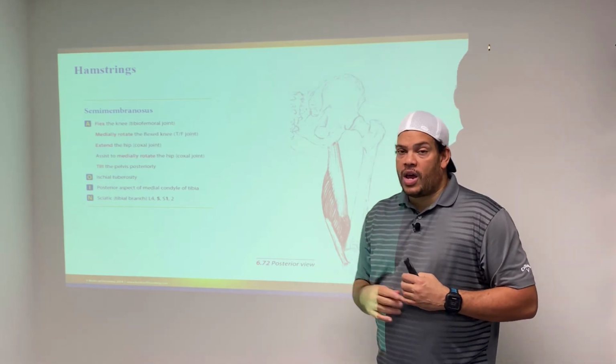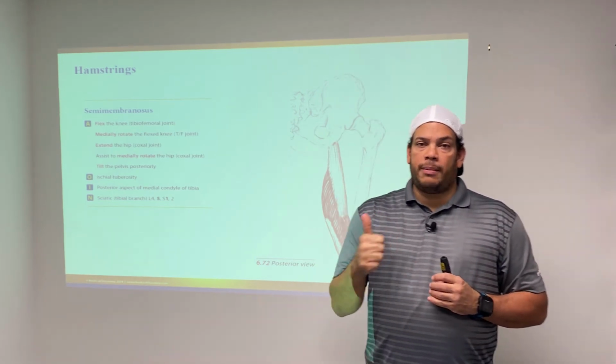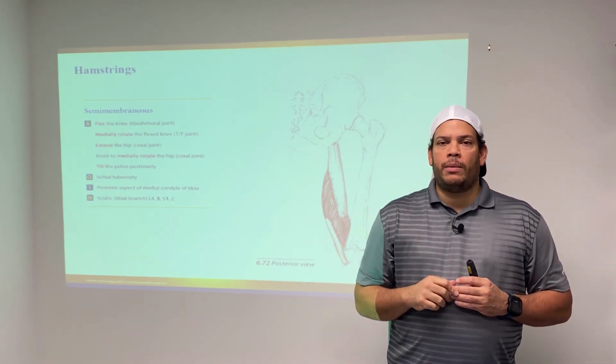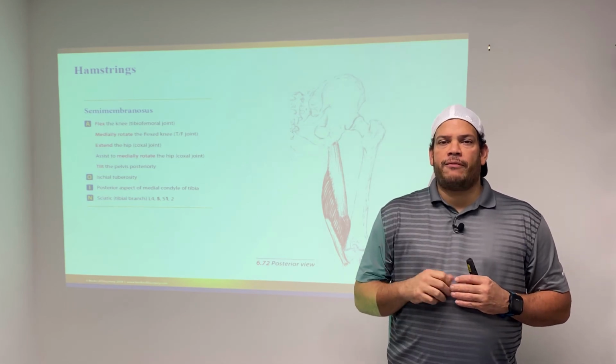For now, again, you have the hamstrings: three muscles, the biceps femoris, the semitendinosus, and the semimembranosus. Main action will be extension of the hip and flexion of the knee.